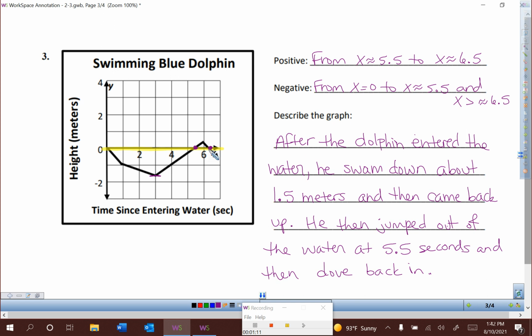Again, there is some flexibility in kind of what you pick, just as long as you describe the entire graph. So I've just picked a couple of things to talk about, but there were a couple more. If you wanted to include those or talk about them instead, you could have.